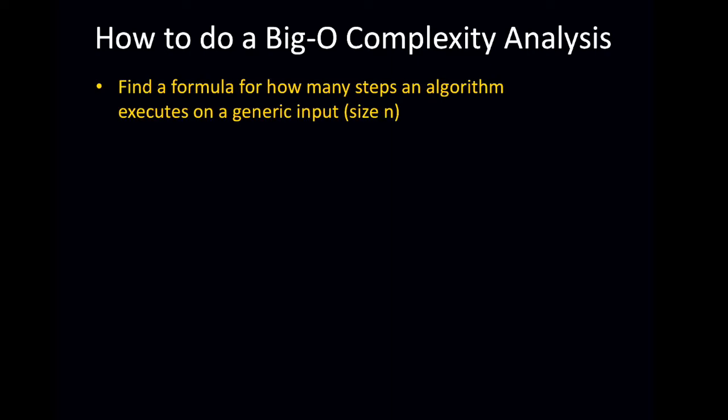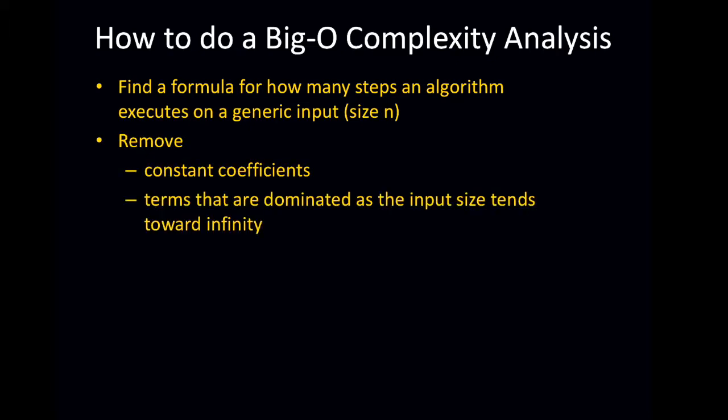First, you need to derive a formula determining how many steps an algorithm takes for a generic list of size n, we'll call it. Then you remove constant coefficients and any terms that are dominated as the input size grows towards infinity. This means that as the input size gets larger and larger, we identify which terms become insignificant to the overall behavior of the algorithm.